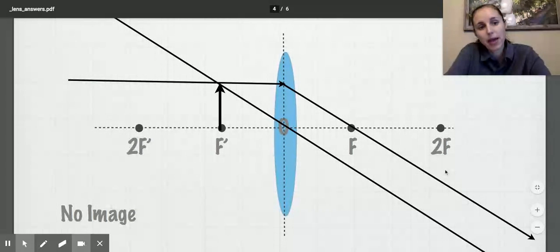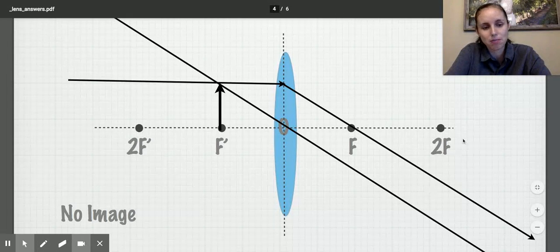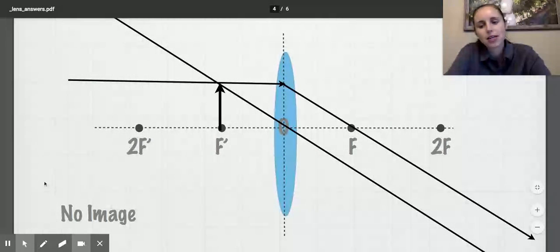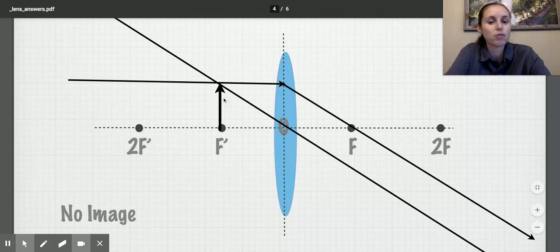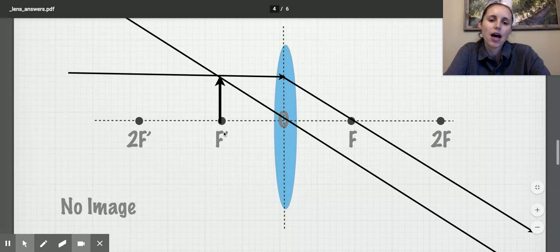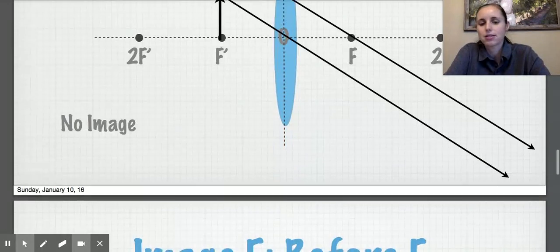If these lines run parallel, that means they're never going to meet. If these lines never meet, then we're not considered to have an image. So if you're able to put your object directly on the focal point for your lens, you're actually going to see no image. If you can line it up so that your object is on F for your lens, no image is going to appear through the lens.